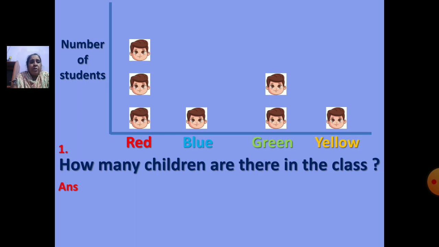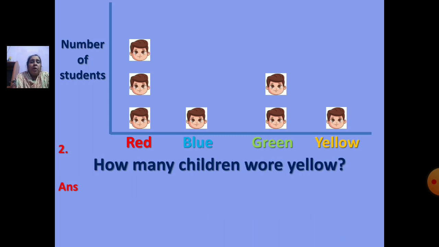So how will you get the answer? 7 multiplied by 5. So what answer will you get? 7 fives are how much? 35 children. How many children are there in the class? 35 children, because one child means 5 children, and in the picture you can see 7 children. So this is the way you should find the answer.